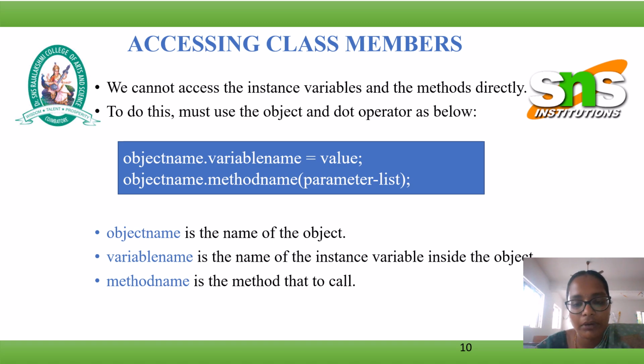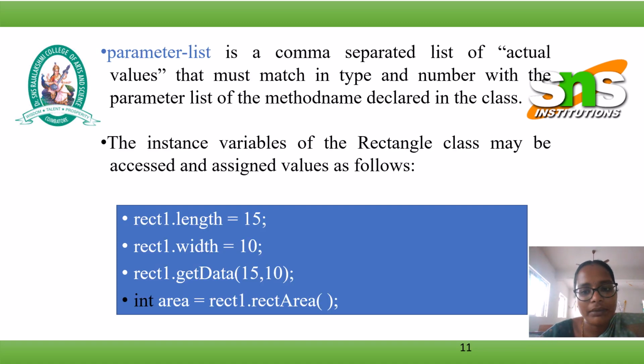Accessing a class member. How will we access our class members? Here I have given the syntax: object name dot variable name equals value, and object name dot method name, passing a parameter. These are the two syntaxes for accessing class members. With the object name you created for that particular class, we call the methods and variables you specified inside your class. Parameter list means you have passed some parameter values for your method. That is given here. So here is an example.